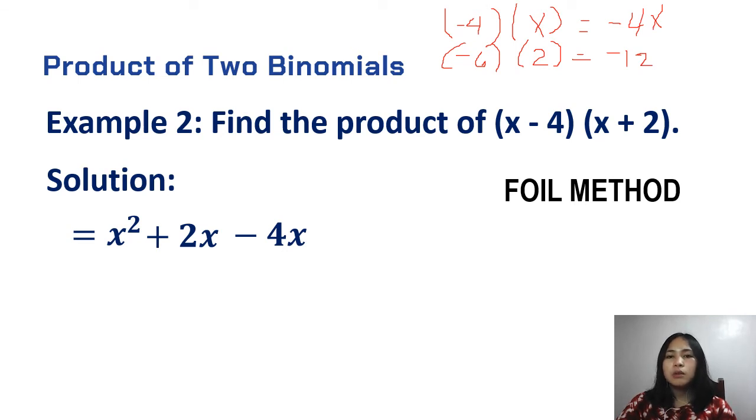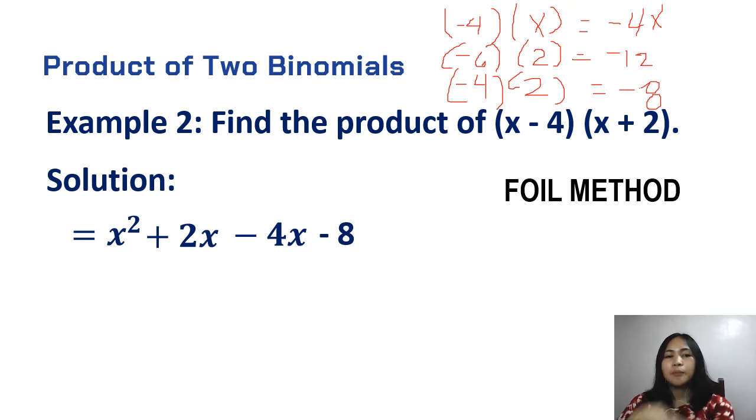Now, going back to our example, we have now the inner terms. So, negative 4 multiplied by x, we have negative 4x. Now, negative 4 multiplied by 2. What happened? We have different signs, right? So, negative 4 multiplied by 2. What was that again? When the signs are different, the result is always negative. Now, 4 times 2, we have 8. So, we have here negative 8.